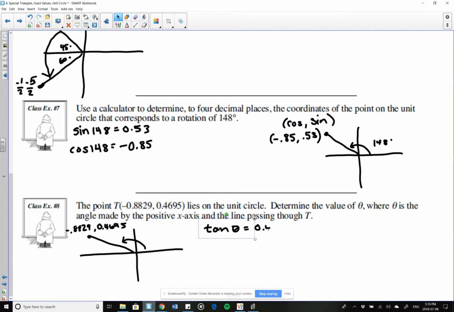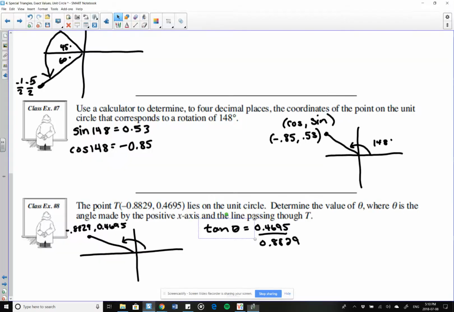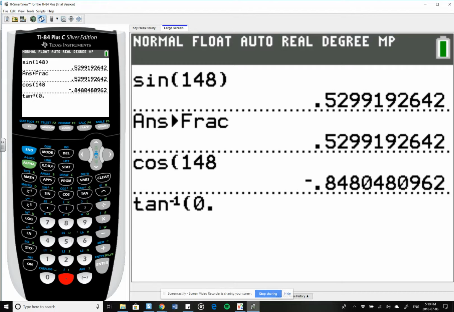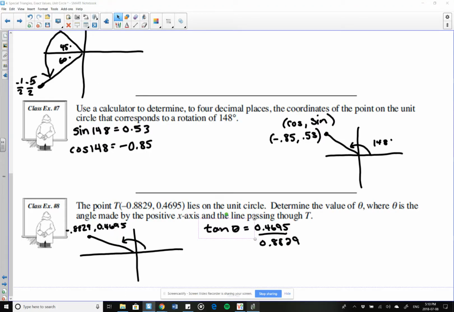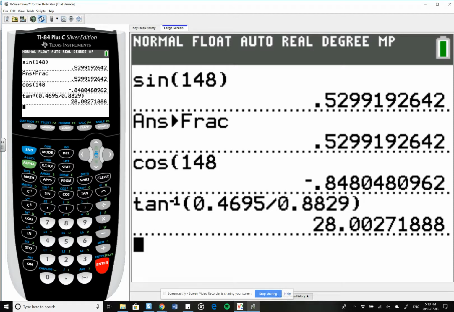So 0.4695 over x, which is negative 0.8829. Or we're going to use it as a reference angle. We're going to second tan that. So second tan of 0.4695 divided by, we'll do tan of our other one, so 0.8829. And that gives us an angle of about 28 degrees.